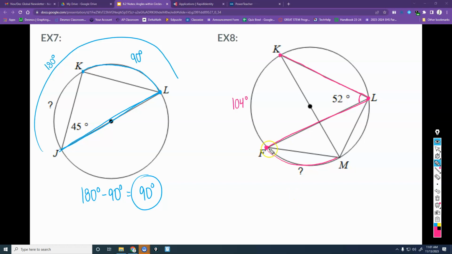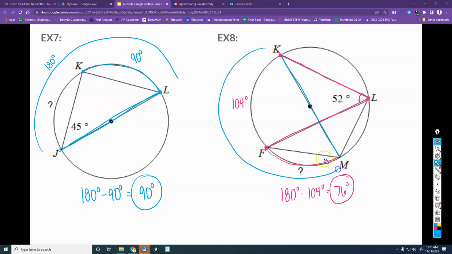So, it asked me for FM. What should I do to find FM? 180 minus 104 is going to give me 76. That would be my arc FM. And I can do that because those two right there, there's half a circle that has to add up to 180 degrees for that. Okay, questions?